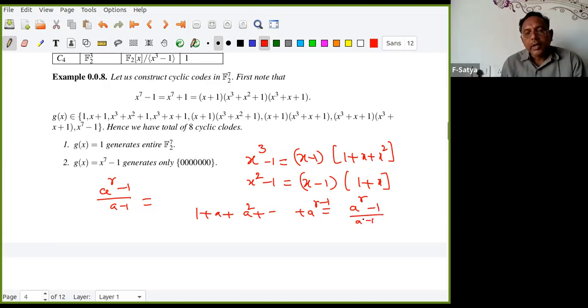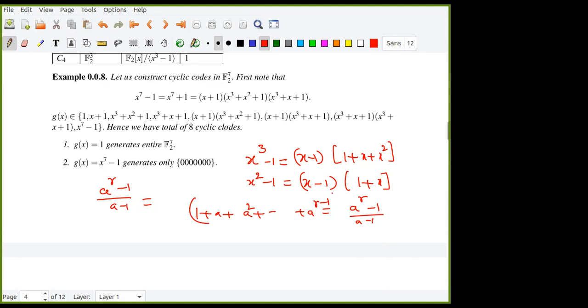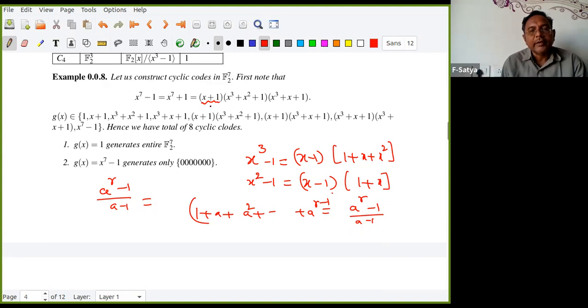So now a power r minus 1 equals this into a minus 1. Right? So now this, I told you already, is nothing but x minus 1 only. Don't forget that. So now can you tell me, if I multiply these two, what I'm going to get without actually multiplying?